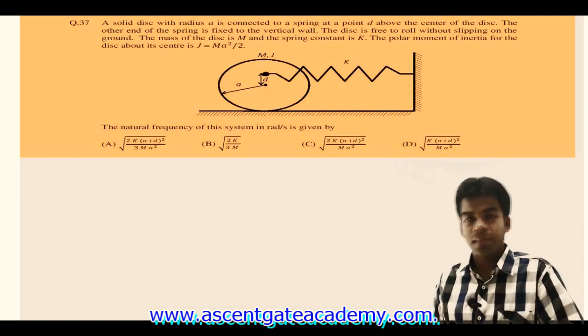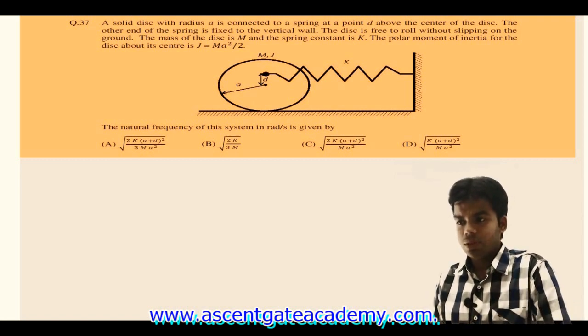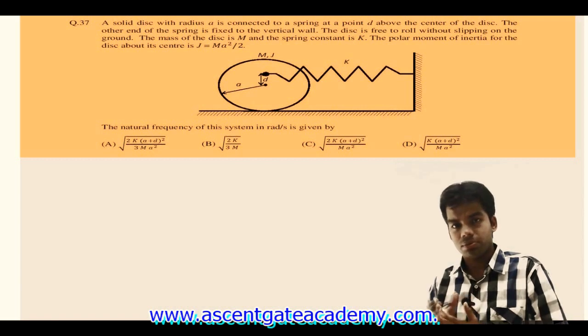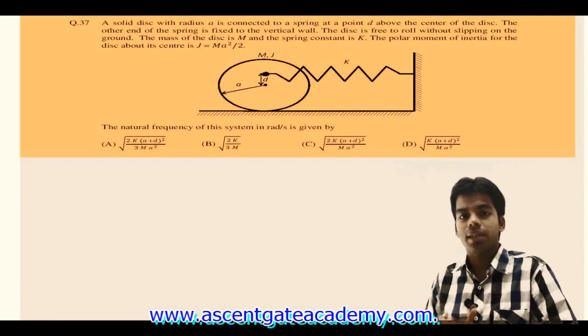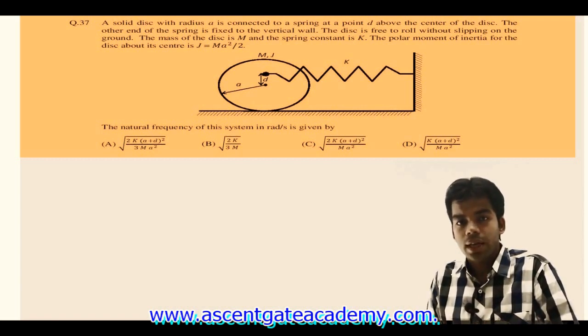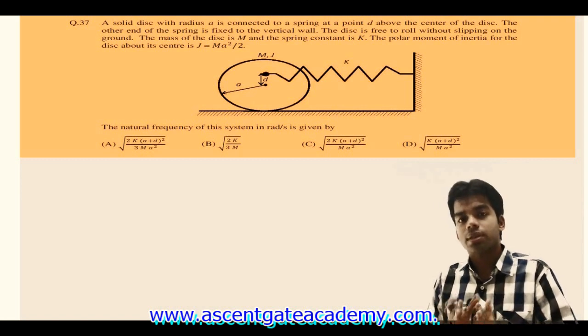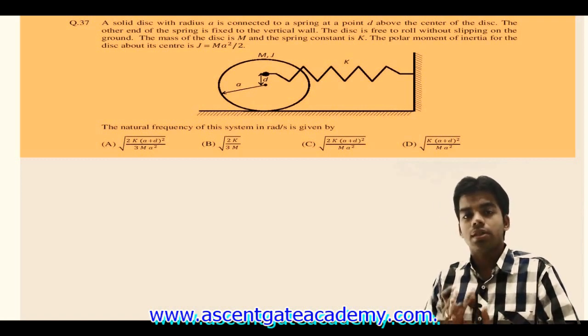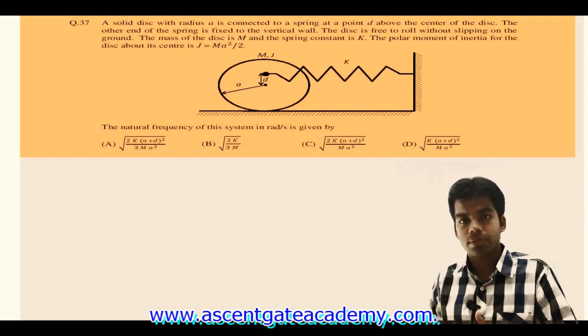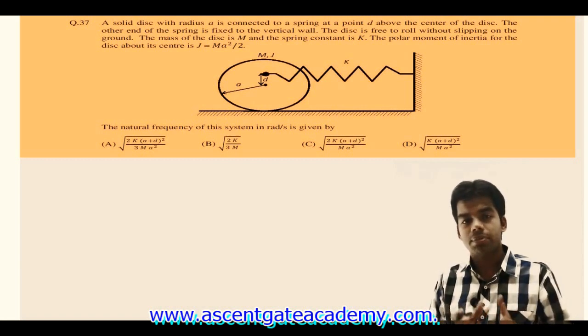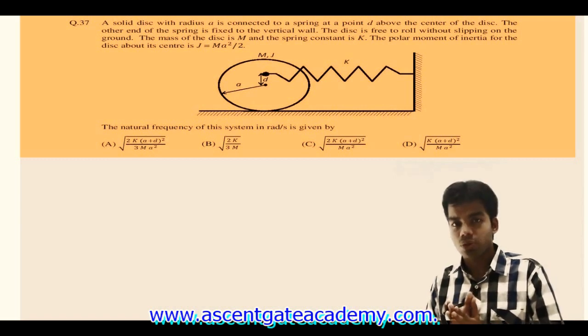Now how can we determine the natural frequency? For that we will have to determine the equation of motion. And how can we determine the equation of motion? The first method is the total energy method. That means the total energy of this whole system will remain constant. Total energy means total kinetic energy plus total potential energy of the system remains constant.